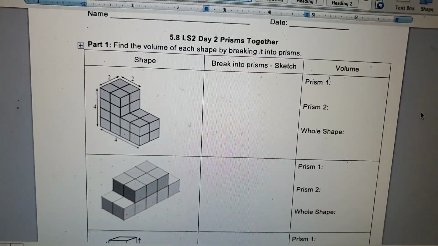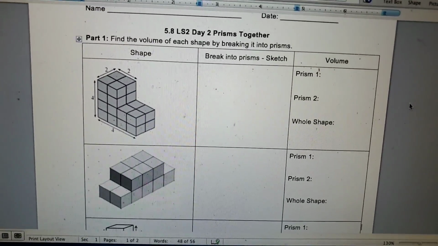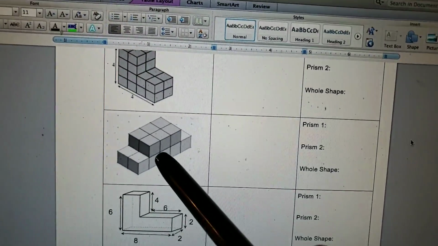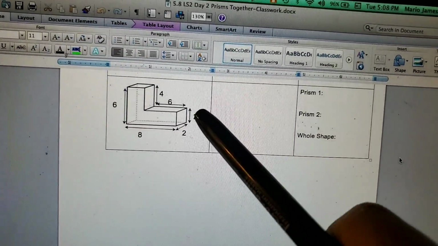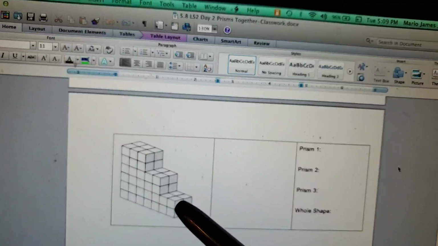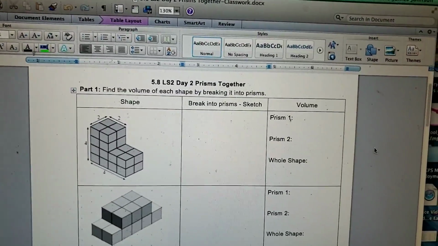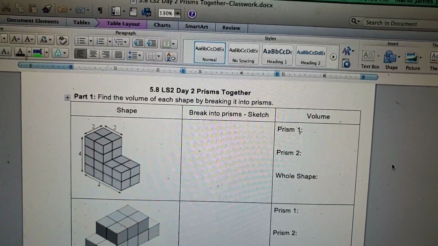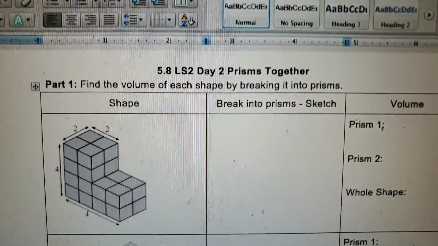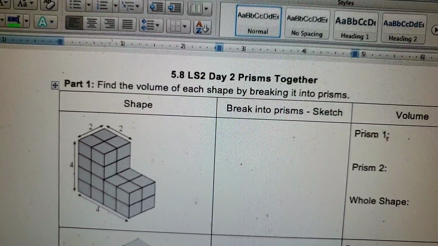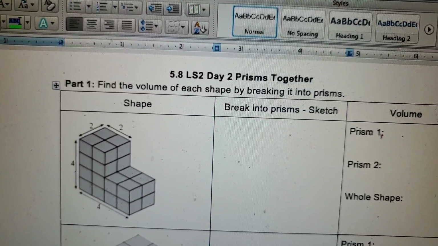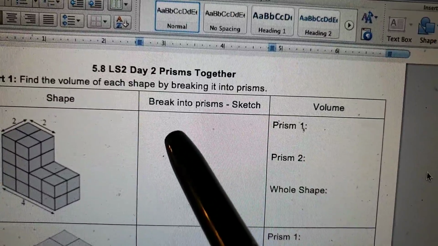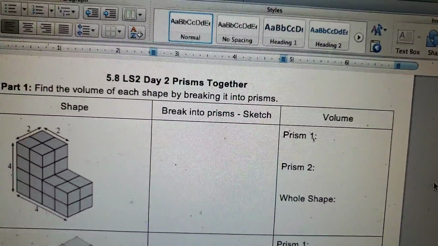So what you are going to do, you are going to look at these irregular objects. There's a regular object here. There's a regular object right here. There's an irregular object here. And then we have a bigger irregular object here. Now, when you look at this first irregular object, you'll notice something. You'll see two prisms somewhere inside of this object. What are those two prisms? Once you find the prisms, we're going to break them up into two prisms. You can draw a sketch right here of what those two prisms will look like.